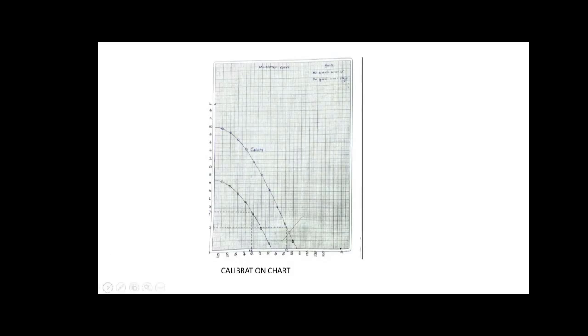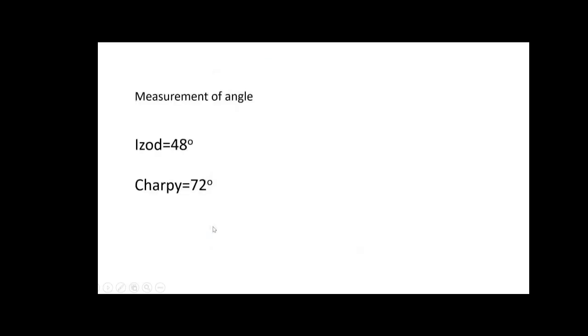Finally, what is shown here as the dotted line is whatever value that we are reading from the dial as 48 degree. You project it to the Izod curve and get the energy loss. Similarly, if it is 72 degree, you project it to the Charpy curve and get the energy loss. Okay, that's all. Now let me try to display the video.